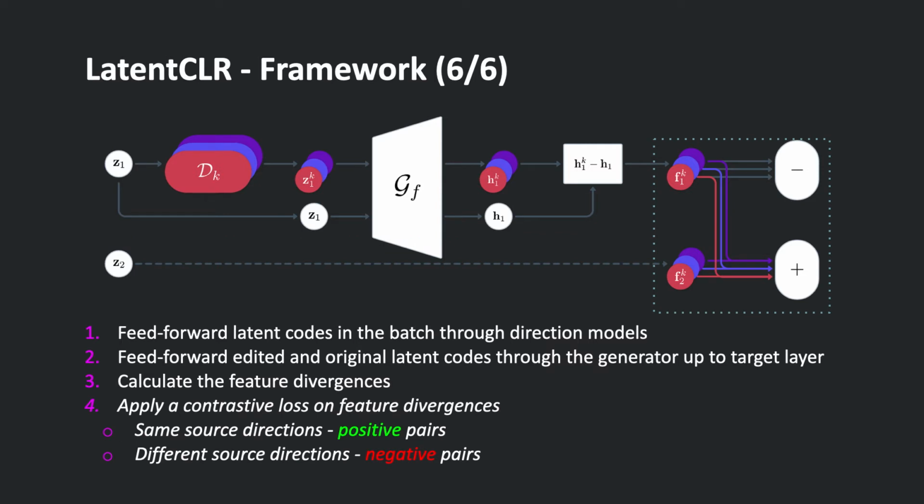Given these feature divergences, the contrastive loss function is applied. Feature divergences yielded by the same source direction model are considered positive, while the rest are considered as negative pairs. As each direction model is applied to each code in the batch, there are in total n positive pairs for a single direction. The aim of the contrastive loss function is to establish unique footprint in the target feature layer for each direction and establish semantic disentanglement.